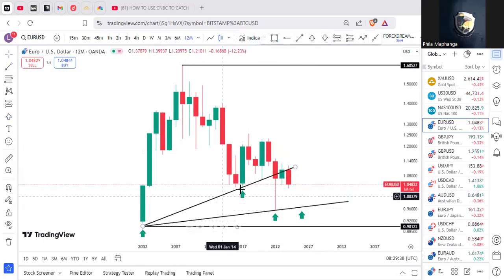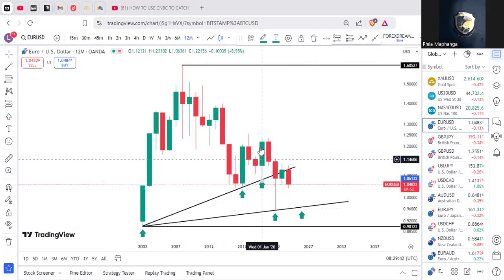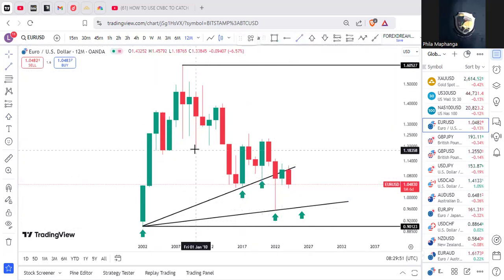Here is your first time. Here is your second time. Where do you step in and buy? On the third touch, the market went up for the whole year. I'm trying to show you here the power of trading trend lines, right? Look at this again on your left-hand side.